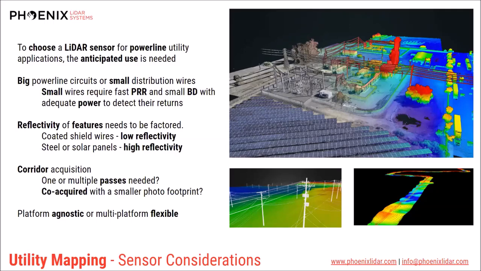Coated shield wires have a very low reflectivity, as we said before, whereas solar panels, like in this image here, car hoods, maybe steel substation structures, all present very high reflectivity. So it's important to understand for a given power line survey, you're likely going to be encountering many different reflectivities.